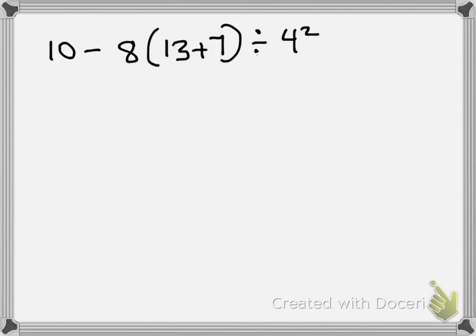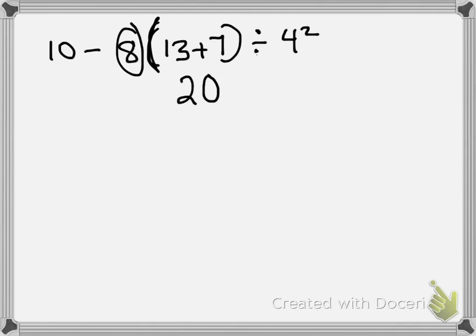All right, next one that we have here, if we take a look at it, we're going to go ahead and do those parentheses. We'll do those first. So we're going to go ahead and do our 13 plus 7, and that gives us 20. But in this case, you'll notice that right here, between this parenthesis and this 8, there's no operation.